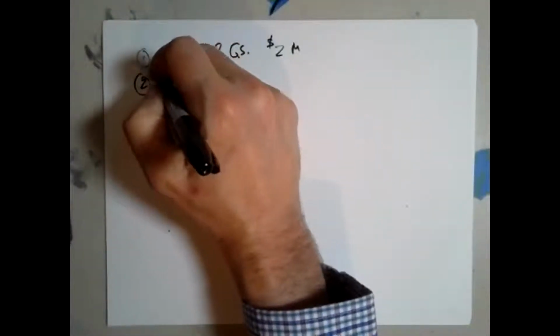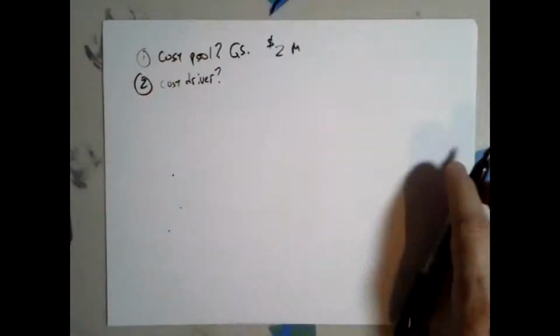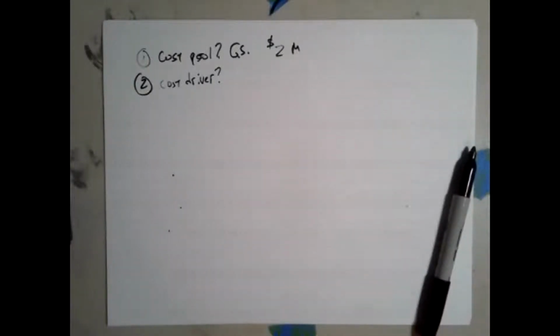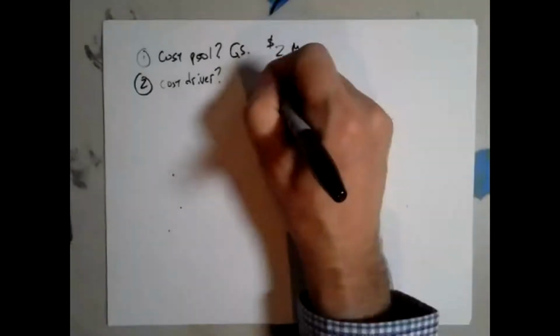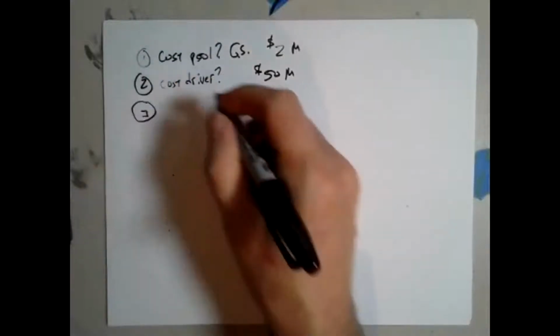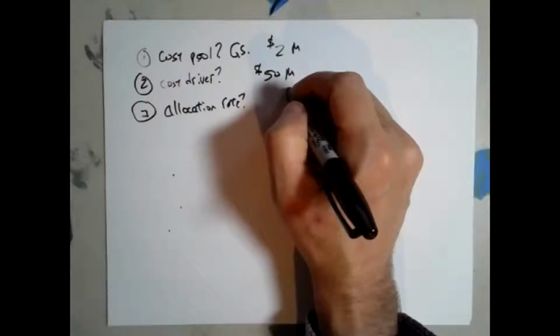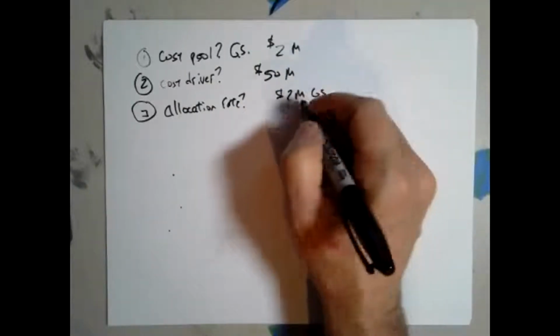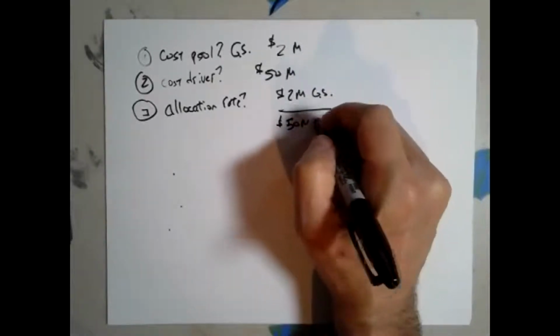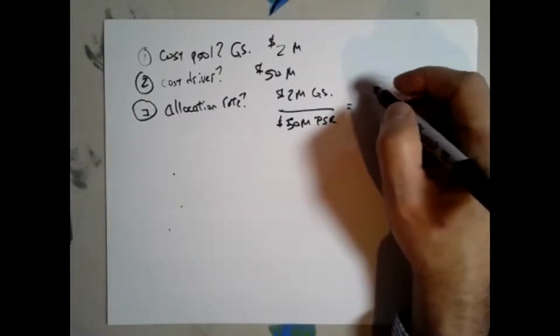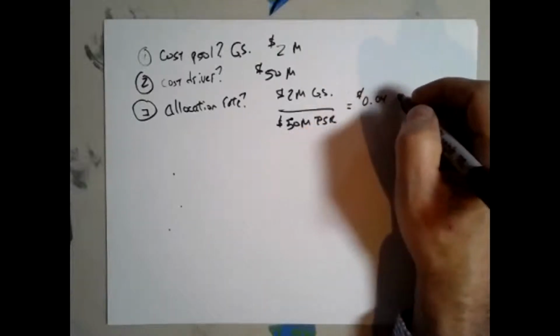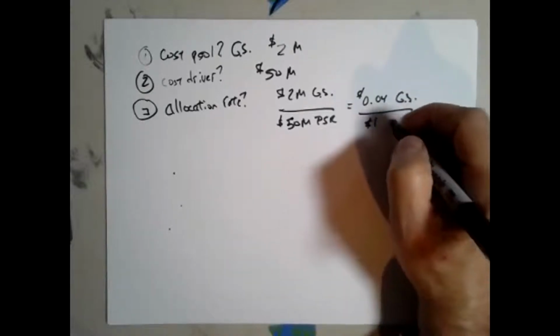Now, what is the cost driver? We were told the cost driver for general administration and financial services is patient services revenue. So we need the total patient services revenue for the entire organization, and that is given on page 215 as $50 million. Step three, what is the allocation rate? It's $2 million in general administration for every $50 million in patient service revenue, or 1/25th, which is 4 cents of general administration for every $1 of patient service revenue.